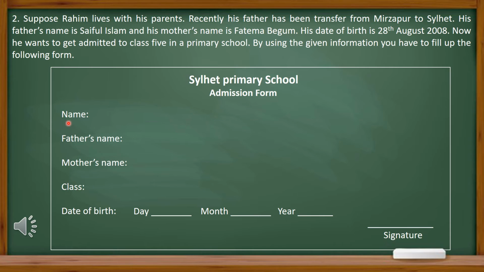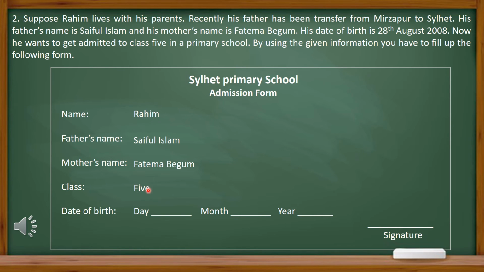In this form, the authority of the school needs some information like name, father's name, mother's name, class, date of birth, that means day, month and year, and at last the signature. So the name is obviously Rahim. Father's name is Saiful Islam, so we are going to write here Saiful Islam. Mother's name is Fatima Begum, so here we are going to write Fatima Begum.